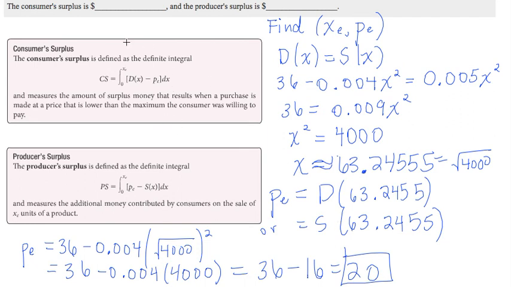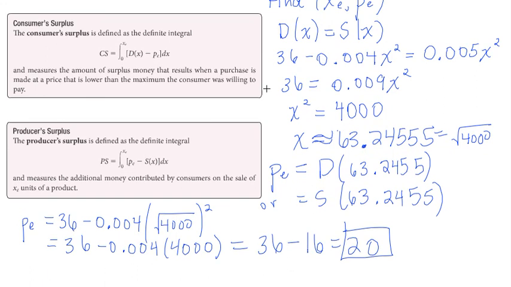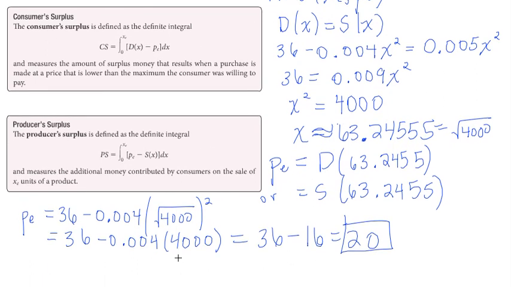And then we just compute these two integrals. That's D of X, minus this P value, which is 20. And here's 20 minus S of X. In this case, you don't have to put parentheses because S only has one term. And you integrate from 0 up to the X at the equilibrium, or from 0 to square root of 4,000. If you need any help getting either of those, and now that you have the equilibrium point, let me know and I will help you further.